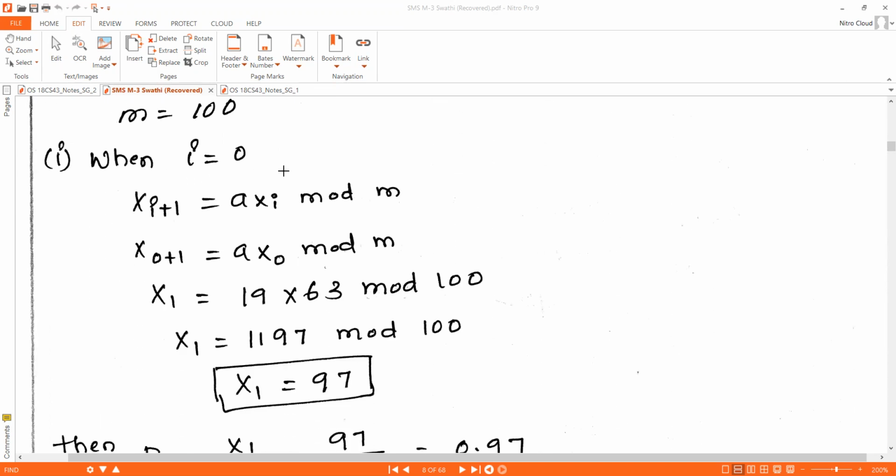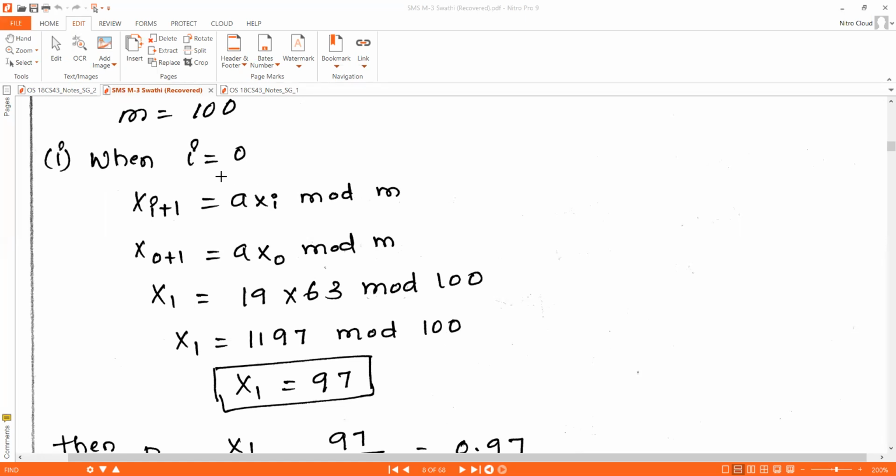When i equals 0, we need to find the random number R0. R0 is nothing but random number 1, the first random number. When i equals 0, the formula is x(i+1) equals a into xi mod m. This is the formula to find the xi value. When i equals 0, x(i+1) becomes x(0+1), that is x1.